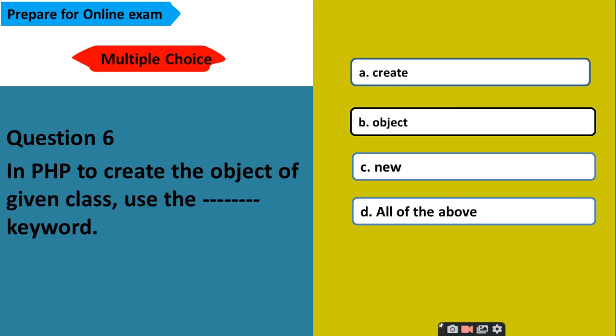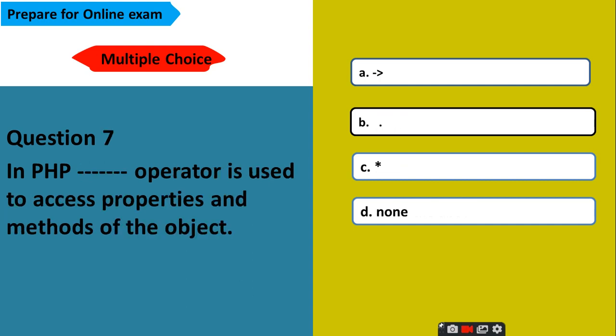In PHP, to create the object of a given class, use the dash keyword. When you are creating the object, which keyword are you using? See, different options are here and the correct answer is new. When we are creating the object, $object equals new and your class name. This is the syntax for creating a class object.